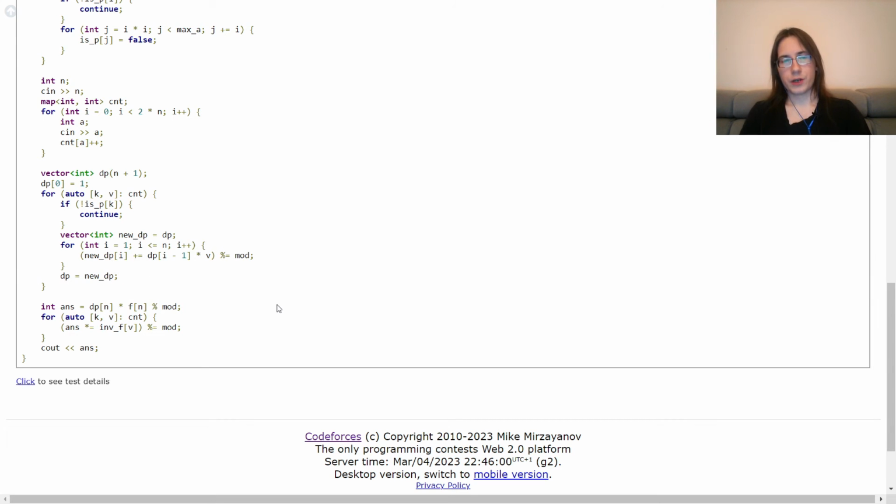And then you remember, I initially wanted to find the sum of products among all subsets of frequencies of prime values of the original list of size n. So that's why I take dp n, and this is the last layer, so when all the values are considered, times f n, factorial of n, and then I divide by every factorial of v, which is the original frequency of every value in the original list. And this is the answer.